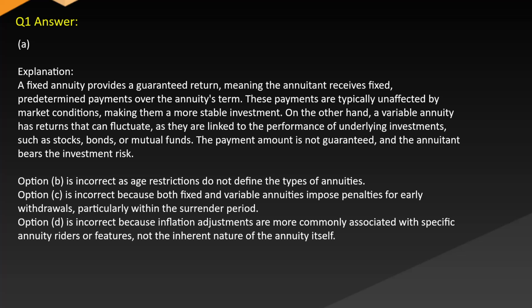Option B is incorrect, as age restrictions do not define the types of annuities. Option C is incorrect because both fixed and variable annuities impose penalties for early withdrawals, particularly within the surrender period. Option D is incorrect because inflation adjustments are more commonly associated with specific annuity riders or features, not the inherent nature of the annuity itself.